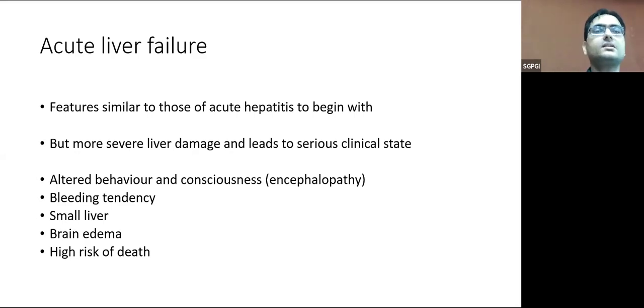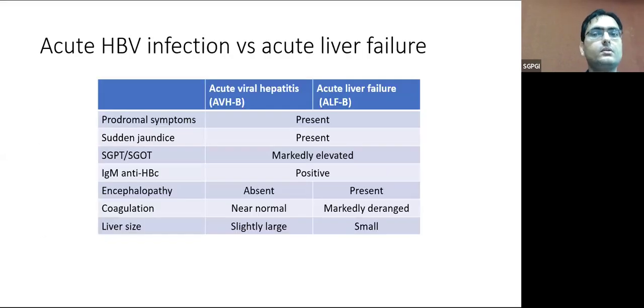So these are the warning signs which we should look for in a patient with acute viral hepatitis, irrespective of the etiology. So any patient with acute viral hepatitis, if they develop these warning signs, then we should be very careful that the patient is going toward acute liver failure and may need referral to a transplant center also.